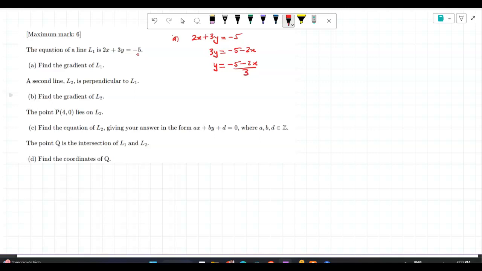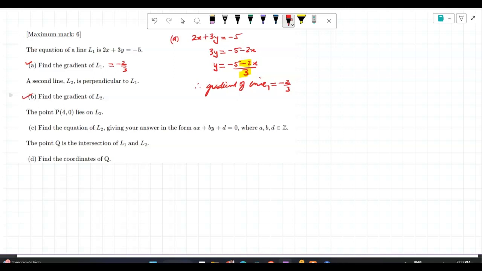So what will the gradient of the line be? The coefficient of x. What is the coefficient of x? Minus 2 over 3. So the gradient of line L1 is minus 2 over 3. Correct? What is the gradient of L2?